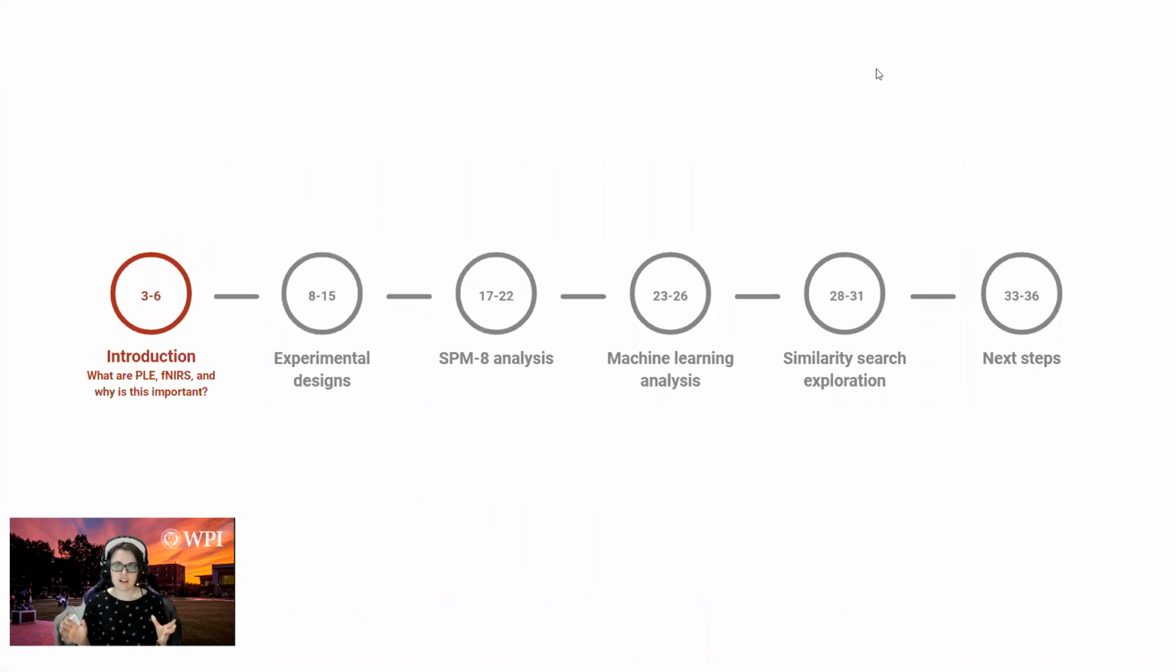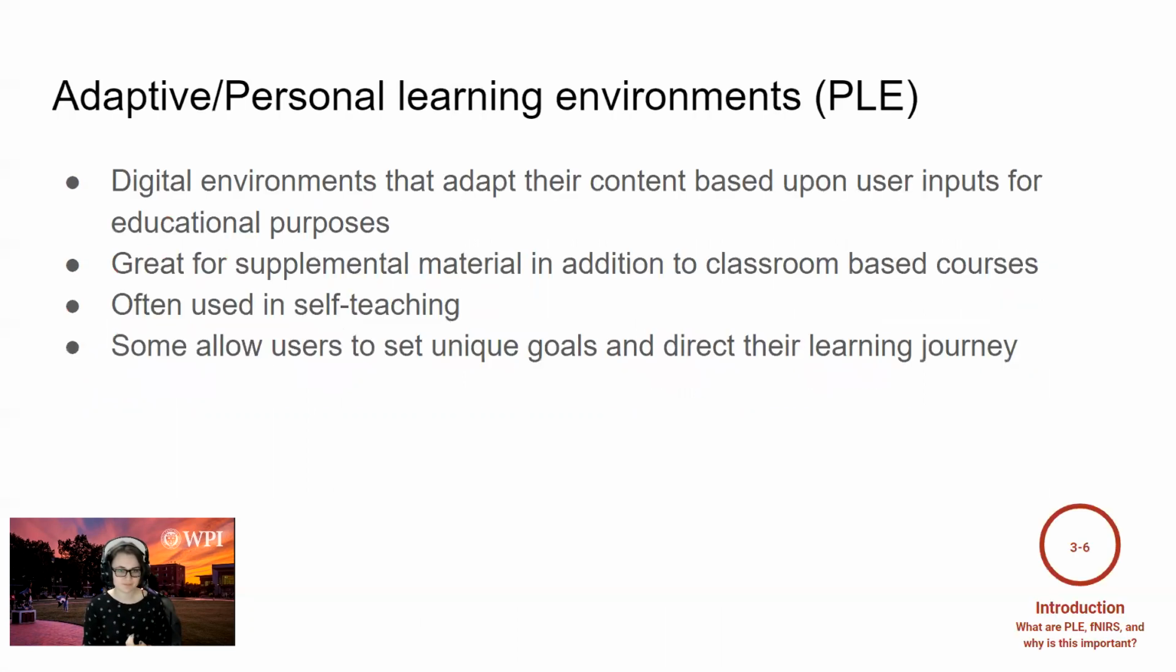Here's a brief outline of what this presentation is going to look like. We're going to start with the introduction, move into experimental designs, and then some of the analytical methods and what we have left to do. For the introduction, we're going to discuss what a personal learning or adaptive learning environment is, what fNIRS is, which is our neuroimaging tool, and why all of this is important.